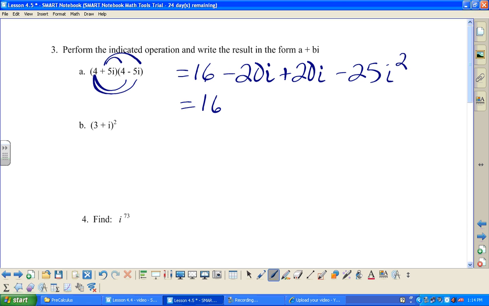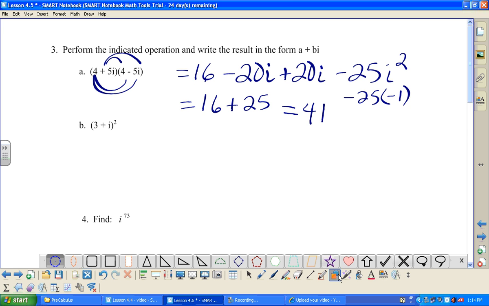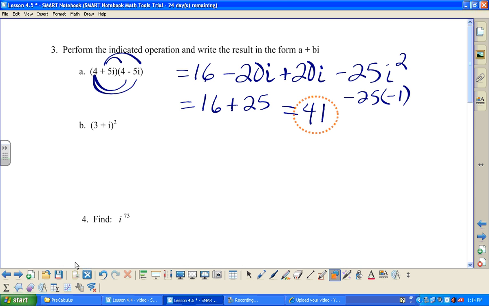Okay, so that's really nice. And then negative 25i squared, that's negative 25. Remember, i squared is equal to negative 1. So this is really plus 25, so we get an answer of 41 here. So if we multiply, and these happen to be two complex conjugates because one of them is positive and the other one is negative. So 4 plus 5i and 4 minus 5i.